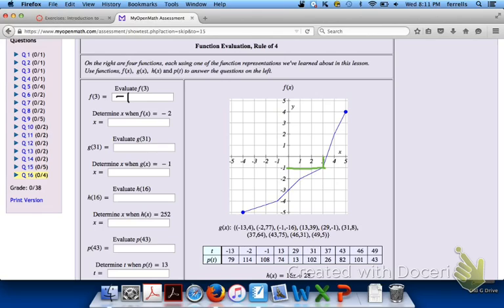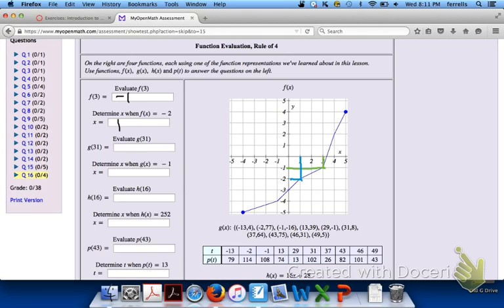Okay. Now it says determine x when f of x equals negative 2. So this time they're giving me a y value, and I need to figure out what the x is. So if I start at y is negative 2 and follow it over the graph, and then follow it back up to the x-axis, I find out that x is equal to 1.